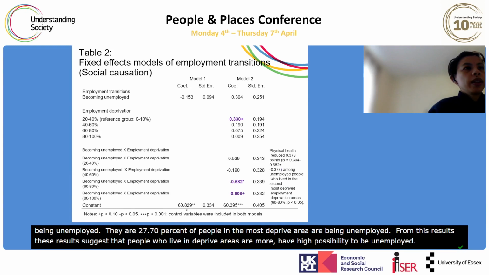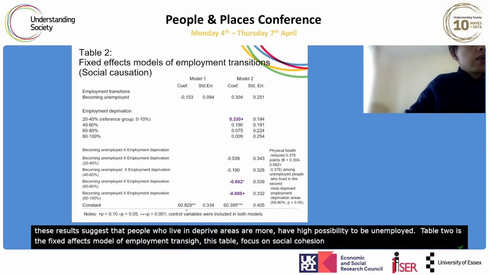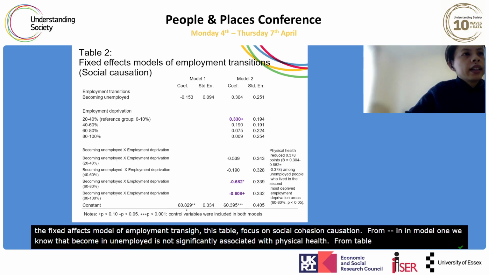Table 2 is the fixed effects model of employment transition. This table focuses on social causation. In model 1, we know that becoming unemployed is not significantly associated with physical health. From Table 2, we know that living in the second least deprived area improves health.